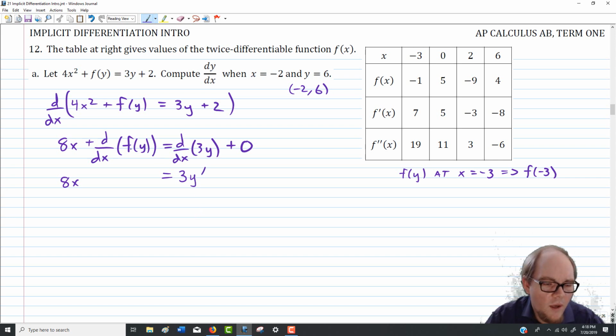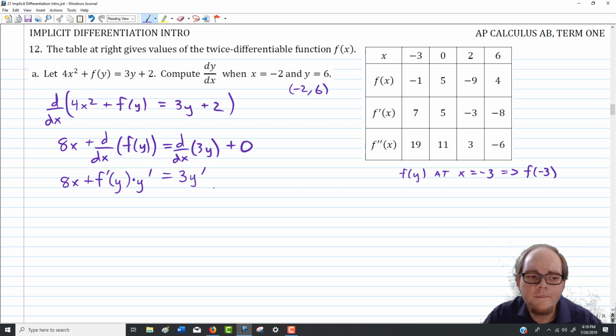On the left side with that other one, we need to think about it the same way. The derivative of f of x would just be f prime of x, but there's a y inside, so we keep it there. And then, of course, because of the y, we need the chain rule, so we multiply by y prime.